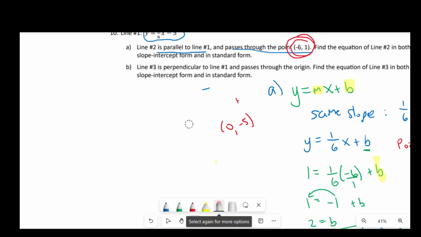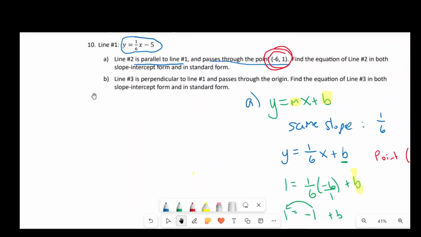So part B tells us that we're looking for another line called line number 3. And what we know about line number 3 is that it's perpendicular to line number 1, and it passes through the origin. So again, to create the equation of a line, I think about this. This is the slope-intercept form. And if I can state the slope of the line and a point on the line, then I can tell you the equation of the line.